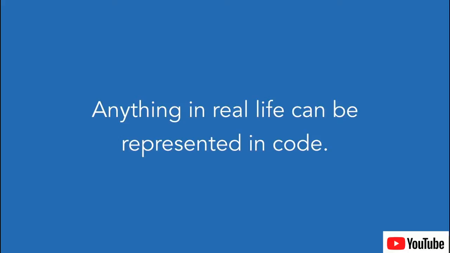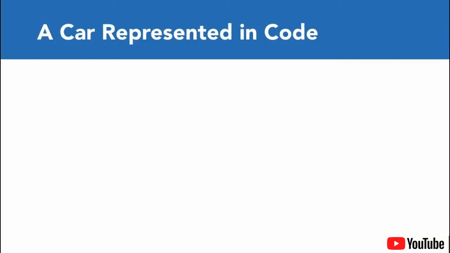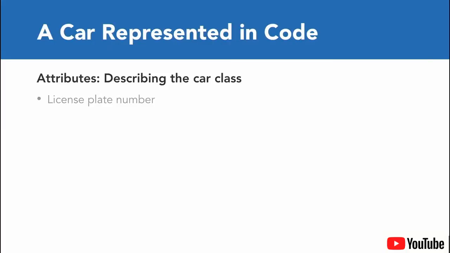However, before we get into the code, let's try mapping this idea out. What if we tried representing a car in code? Here, we would have a class called car, but what exactly is a car? Well, on a basic level, we know it has a license plate number, an average miles per gallon, and a paint color. We call these attributes or properties because they are ways we can describe a car.